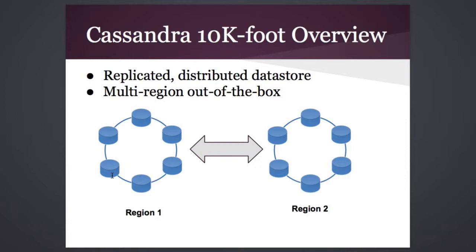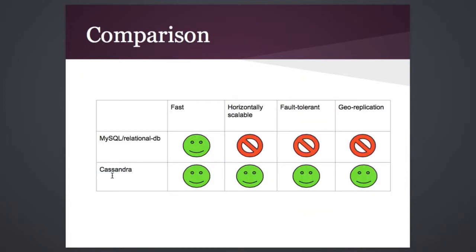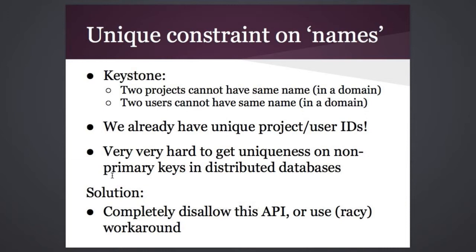It has multi-region support out of the box. It's just a configuration variable which you set while setting up Cassandra: how many times to replicate, and how many times to asynchronously replicate to the remote data center. Just a small comparison: Cassandra has built-in support for horizontal scalability, fault tolerance, and geo-replication, which is not there out of the box with a relational database. So we wrote the drivers.